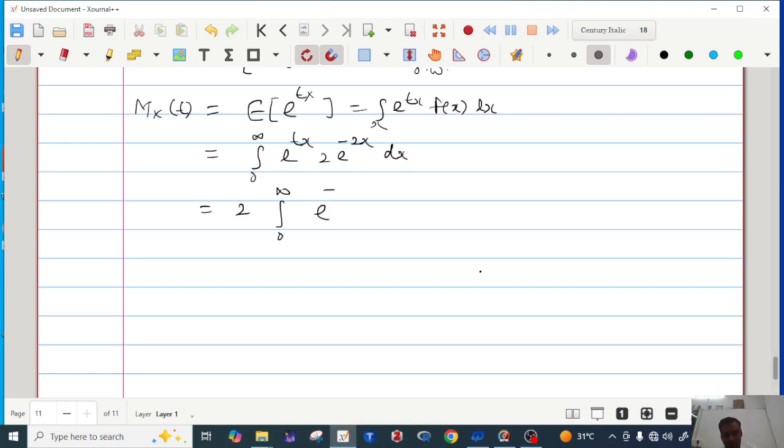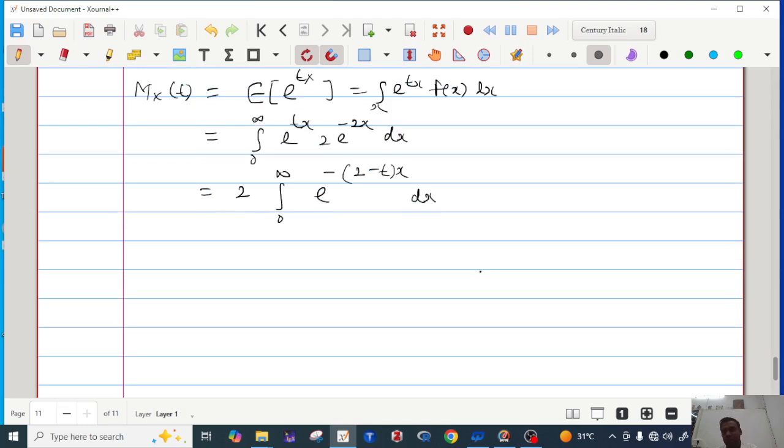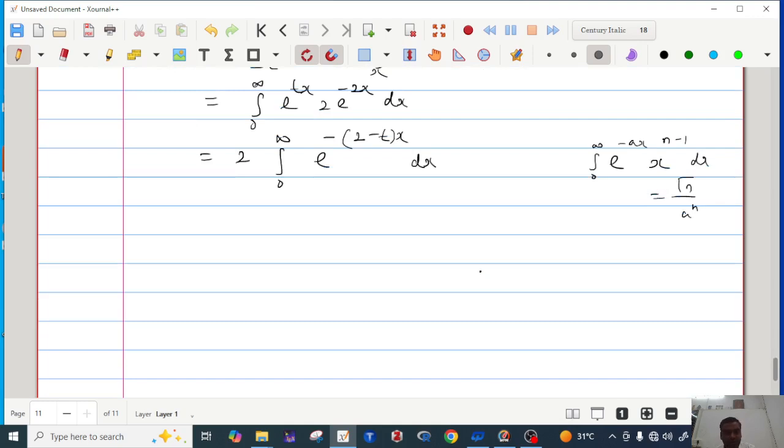Take the minus sign outside, so we get minus (2 minus t). Why did we make this arrangement? Because we have a formula: the integration from 0 to infinity of e raised to minus a x times x raised to n minus 1 dx is gamma n upon a raised to n. Here it is 2 times, a is 2 minus t, and x is raised to 0, so n minus 1 is 0, so n is 1.